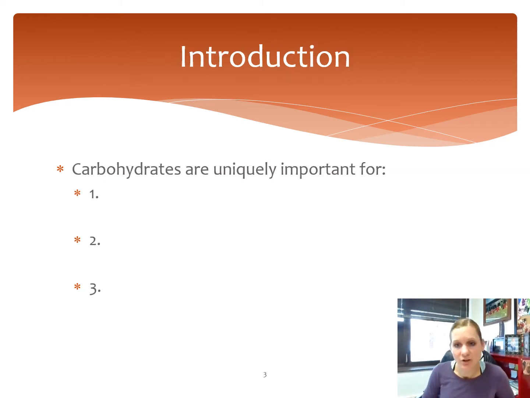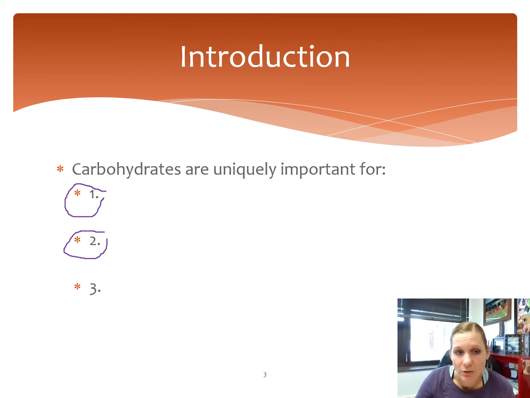So in addition to some of those advantages that we mentioned as it relates to using carbohydrates as a fuel, carbohydrates are uniquely important for three different tasks. And again, these tasks can only be done with the use of carbohydrates as our fuel. Carbohydrates are uniquely important for red blood cells. They're uniquely important for the nervous system, and they are uniquely important for high intensity exercise.